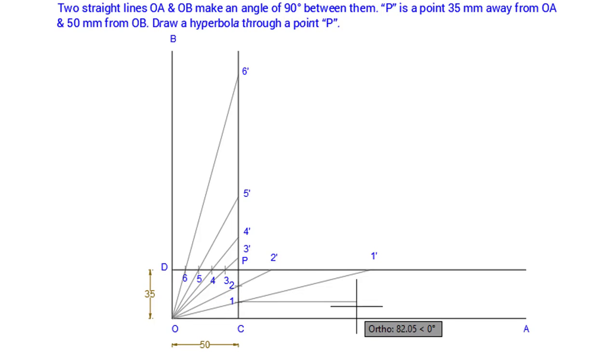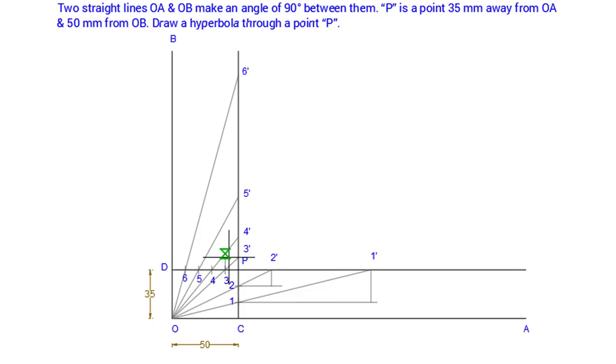Now we will draw a horizontal line from point 1 up to point 1 dash, and from point 1 dash draw a perpendicular line on it. From point 2 draw a horizontal line up to point 2 dash, and from point 2 dash draw a perpendicular line on it.